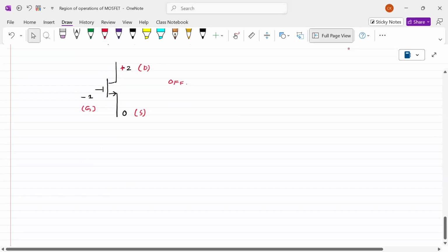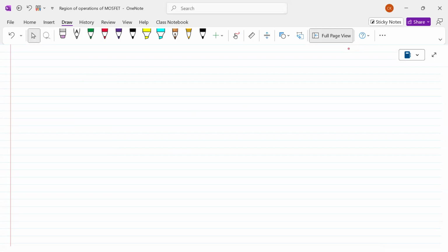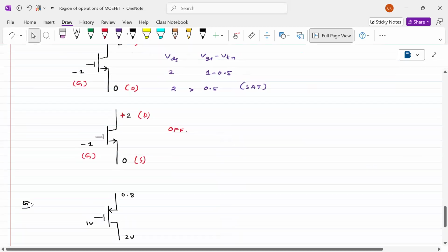Okay, we will see some examples on the PMOS as well. I can do my own examples, something like this: 0.8 volts, 2 volts, 1 volt. See, in general, what will happen?